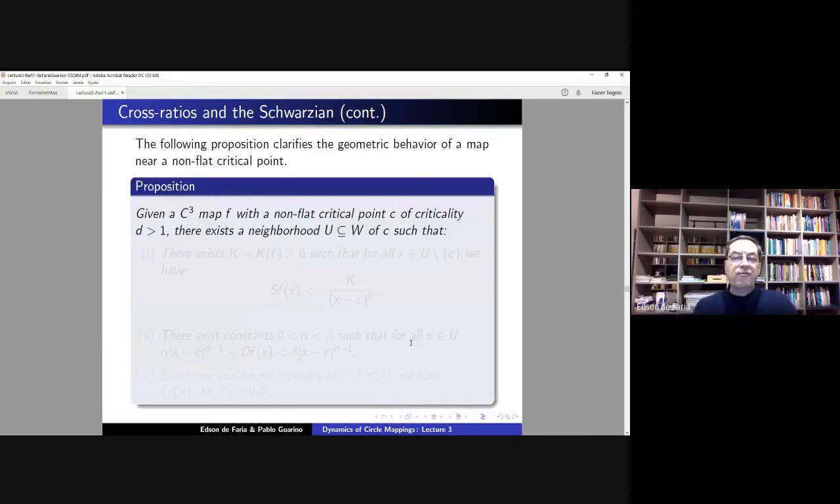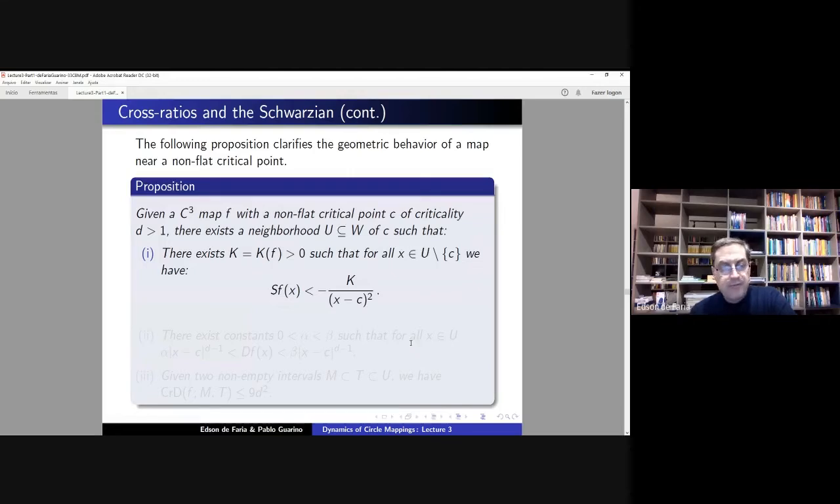But suppose you're looking at a non-flat critical point with a certain criticality, okay? And suppose that on this neighborhood, the map is a homeomorphism, okay? Then, well, first of all, you can find a neighborhood of the critical point. I didn't tell you what W was. W was the original domain of the map, so I'm sorry, this kind of got lost. So the important point is that near this critical point, there is some neighborhood of this critical point where the map always has negative Schwarzian, okay?